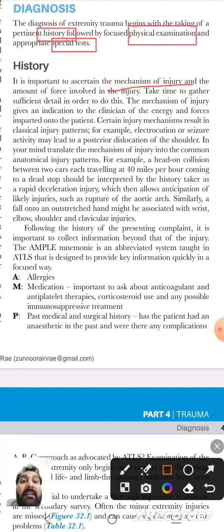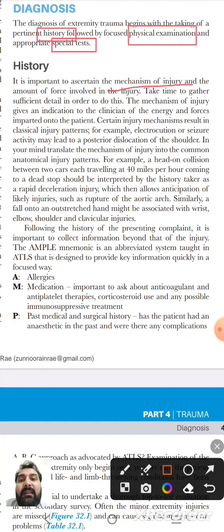Because the mechanism of injury tells a lot. If the patient gives a history of fall, we know that there can be fracture of the calcaneum, fracture of the neck of the femur, and fracture of the lumbar vertebra. And if the patient gives a history of a head-on collision, we know that there can be a dashboard injury. We all know that there can be posterior dislocation of the tibia or posterior dislocation of the femur. So mechanism of injury is important.